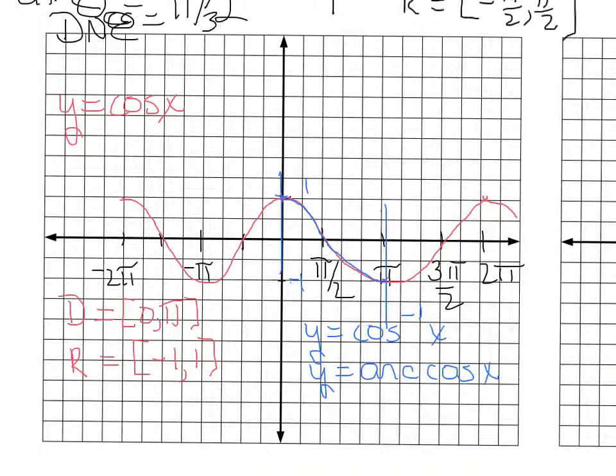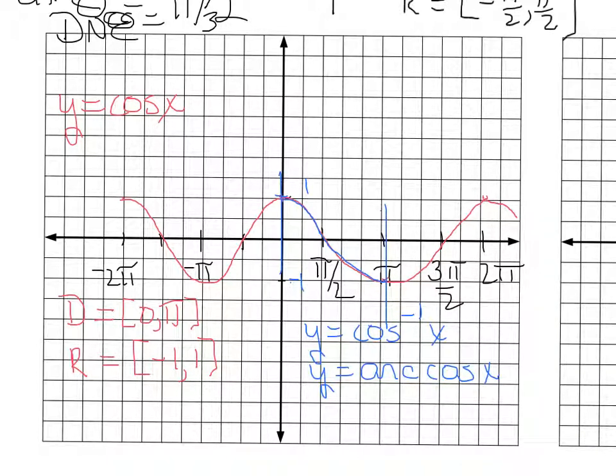Will we be making our own restrictions? For inverse sine, the restriction on the sine is always -pi over 2 to pi over 2. For inverse cosine, it's always 0 to pi. All right. But what if they give us a cosine problem that has a phase shift?